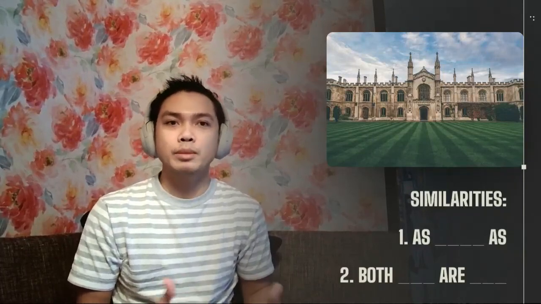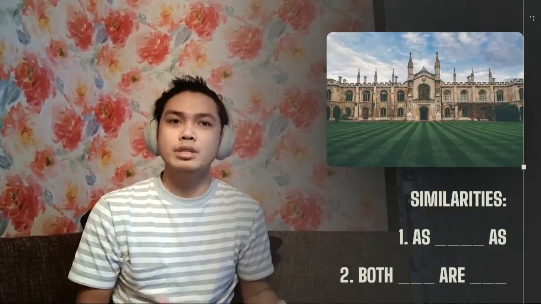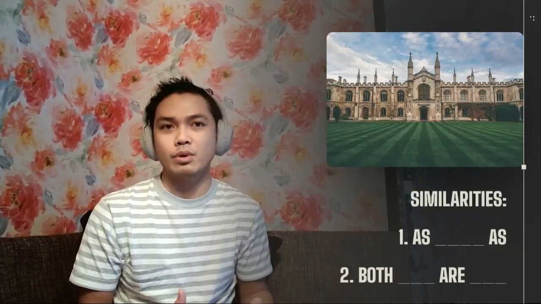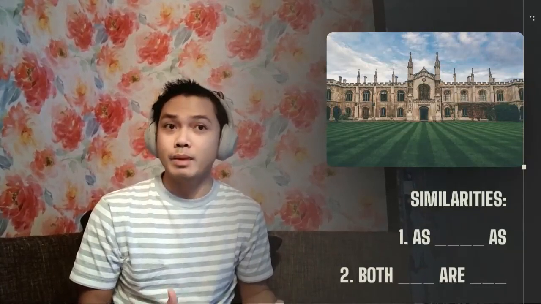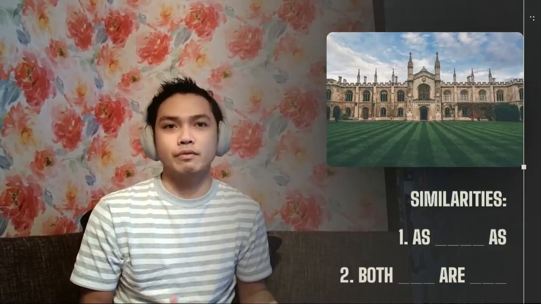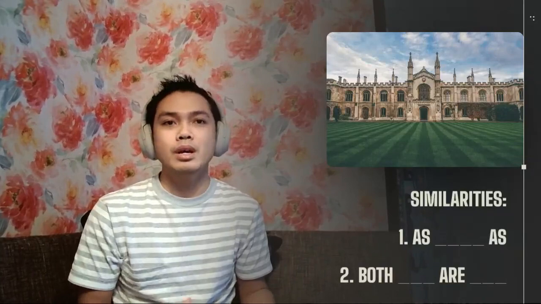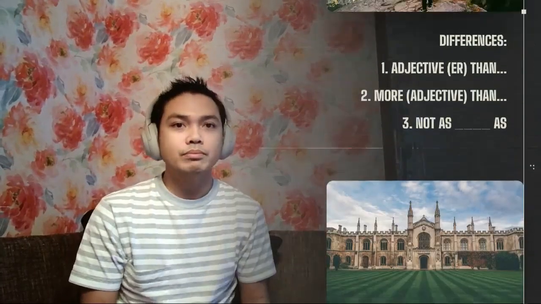That's number one. Now, number two, use the structure both blank are blank. I repeat, both blank are blank. Now, in the first blank, fill it in with the items that you compare. For instance, if you compare two universities, just put universities there and make sure that it's in plural form. That's the first blank. The second blank is for the adjective that both items share. For instance, big. So to make that into a sentence, it becomes both universities are big. As simple as that. All right.